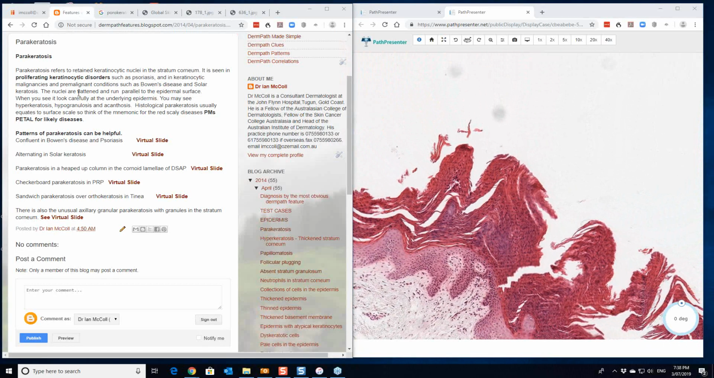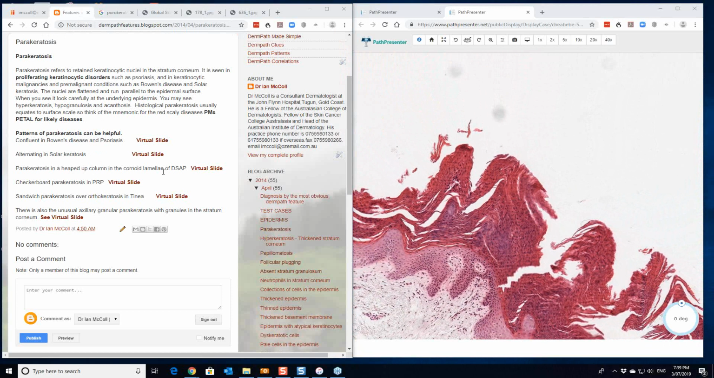So these were the various disorders in which we commonly see parakeratosis. Remember, any of the proliferative disorders will show some evidence of parakeratosis, including guttate psoriasis, where it's usually heaped, and in pityriasis rosea, there's little heaped areas of parakeratosis. And then you've got the confluent parakeratosis in Bowen's and ordinary psoriasis. That alternating orthokeratosis and parakeratosis in a solar keratosis.